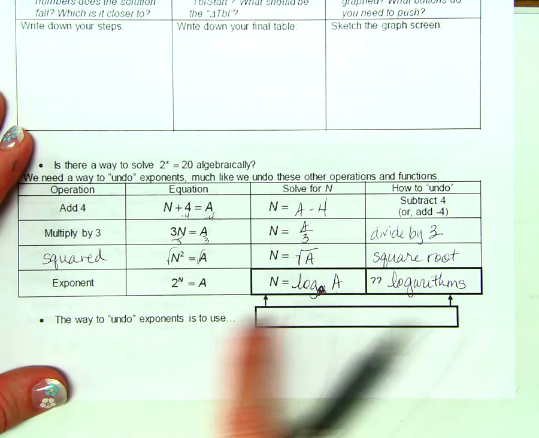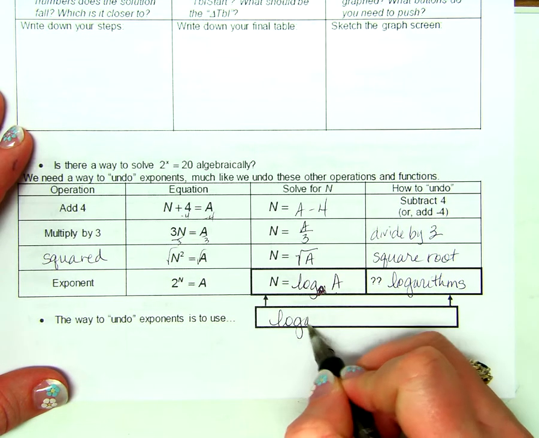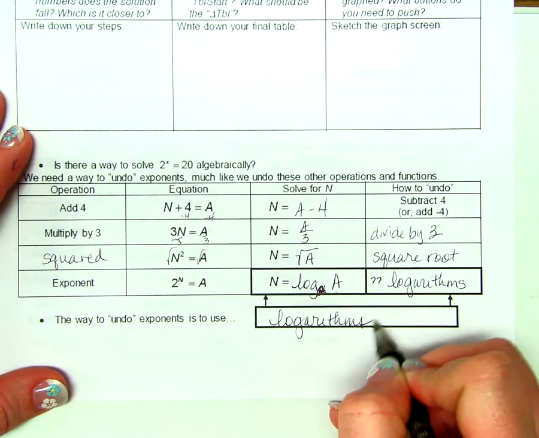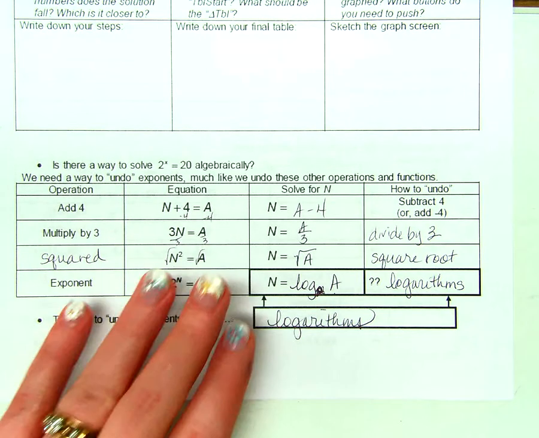Okay? So the way that we undo exponents is to use logarithms. Okay? And this is the unit we're starting today.